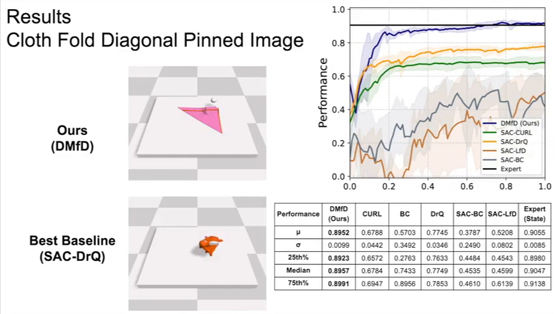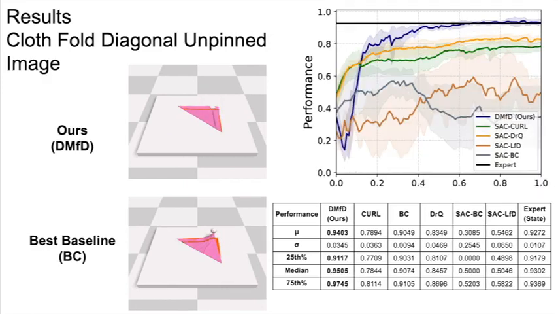Our new environments require the agent to fold a square cloth along a diagonal with only 1 end effector. In the pinned corner version, we successfully fold the cloth almost completely over itself, whereas the best baseline struggles with this task. In the unpinned corner version, we have similar success. Although the best baseline has improved performance, it struggles to complete the final motion.